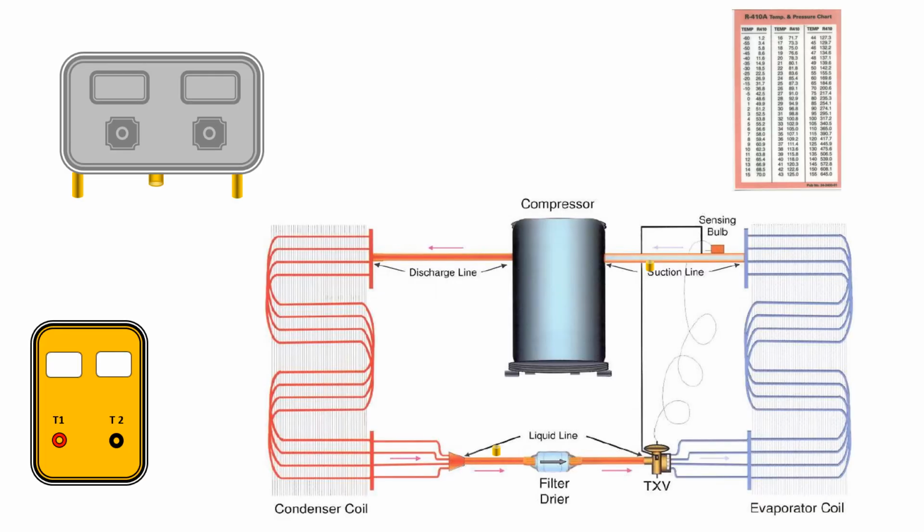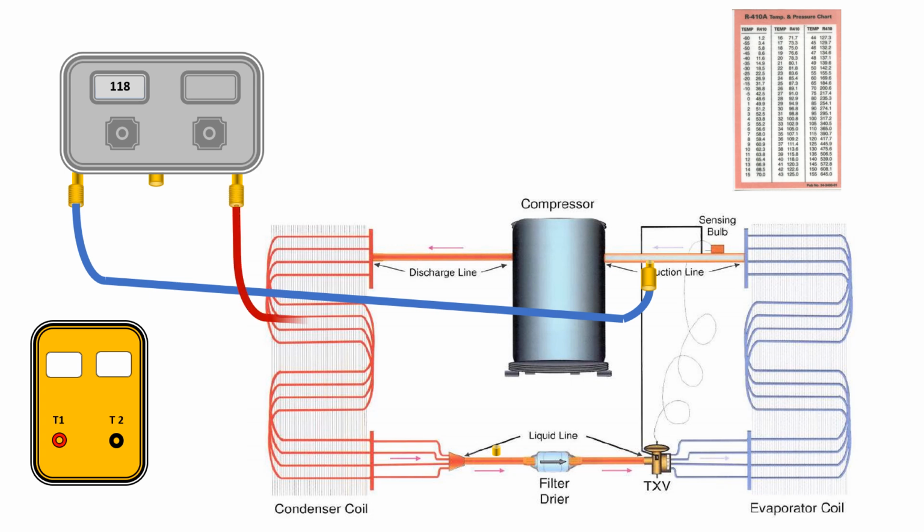Let's look at the procedures for determining superheat and subcooling. For this demonstration, we will use 410A as a refrigerant. Connect the low side gauge to the low side of the system. Note the pressure on the gauge shows 118.